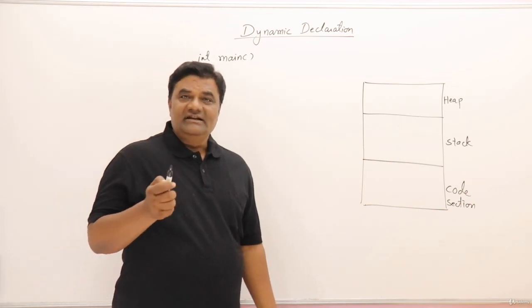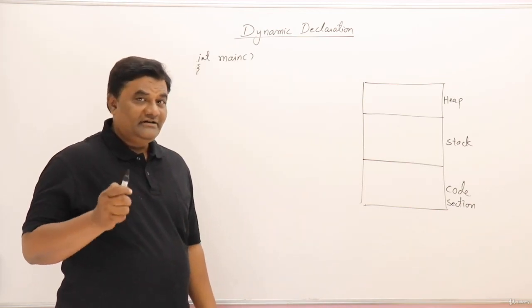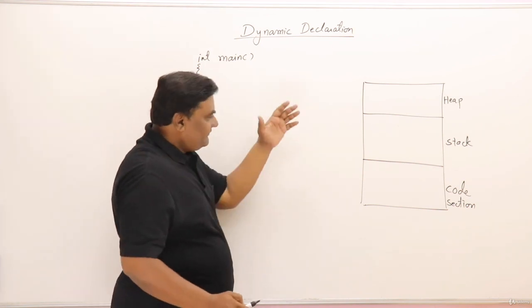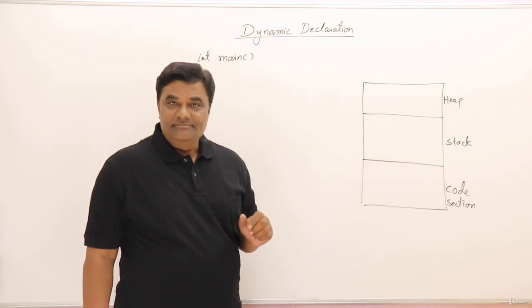C++ allows a dynamic declaration of the variables. Let us understand what is the benefit of allowing dynamic declaration. See, we know how the memory looks like. The memory will be divided into 3 sections and used by the program.